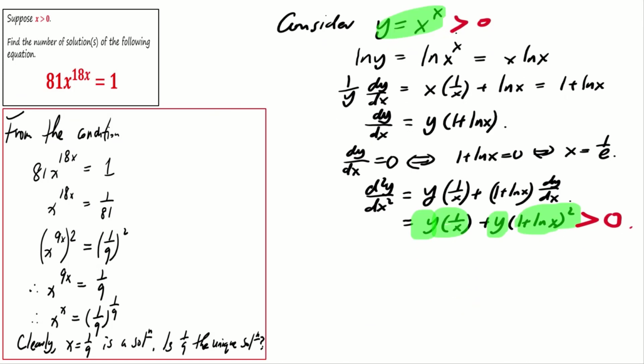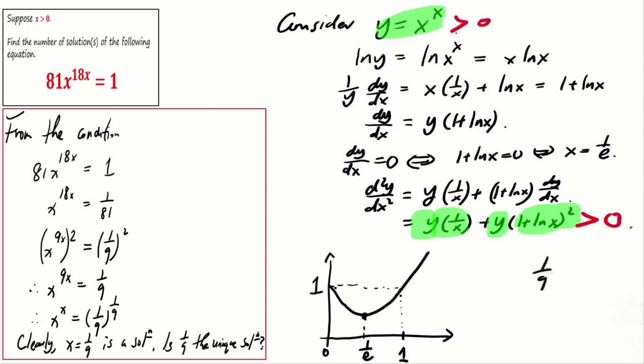To conclude what we have above, it suggests that the graph of x to the power x is always concave upward because d2y/dx2 is positive, and it reaches a minimum when x equals 1 over e. We also know that when x is 1, the value of y is 1. When x is very close to 0, the value of y is also close to 1.